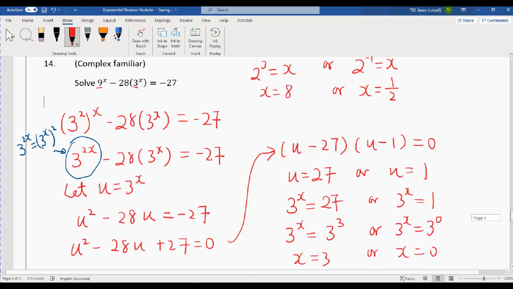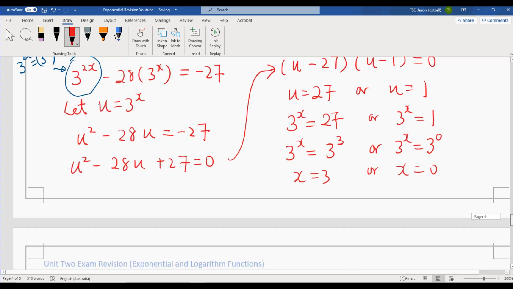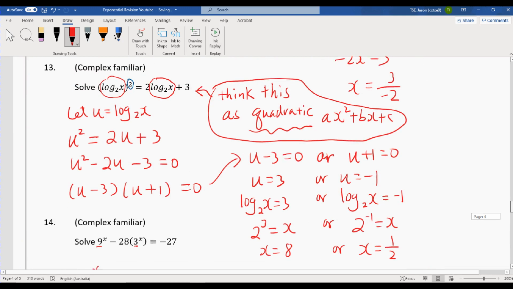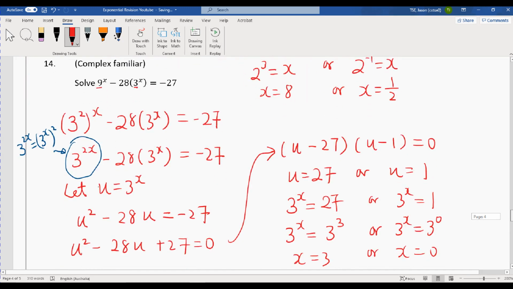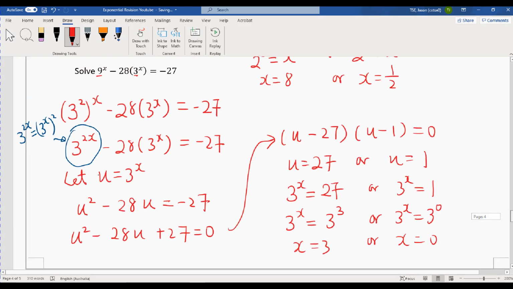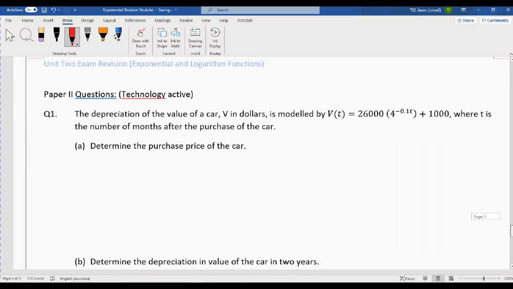Right. So for both question 13 and 14, you see sometimes we need to let u equal a logarithm, or let u equal an exponential form, so that we can convert them into a quadratic, so we can solve them. This technique is a bit more difficult than the things we've learned before, right? But you need to use them in the exam if you see such questions. Right, so then we go to the last question.